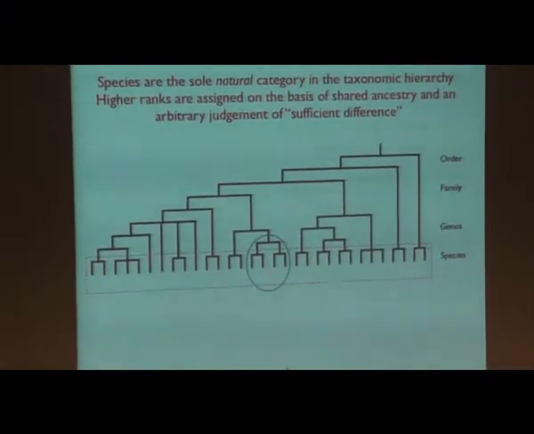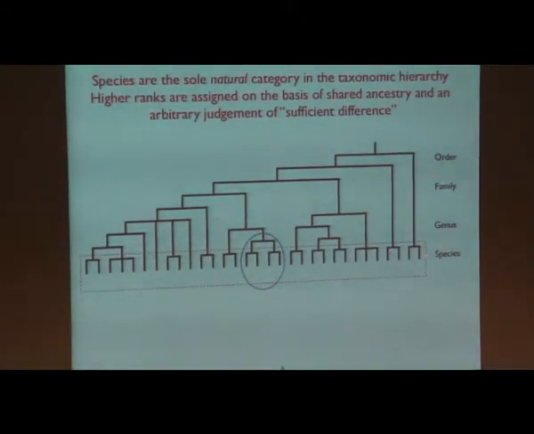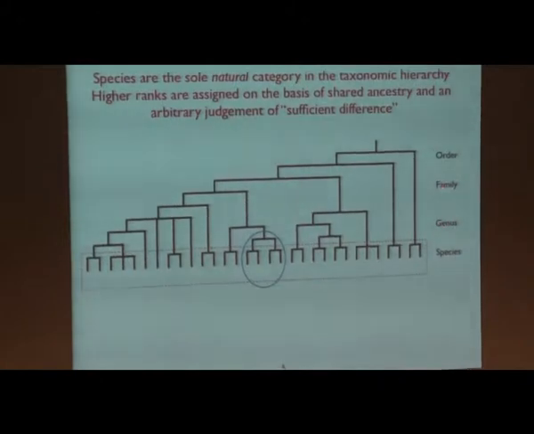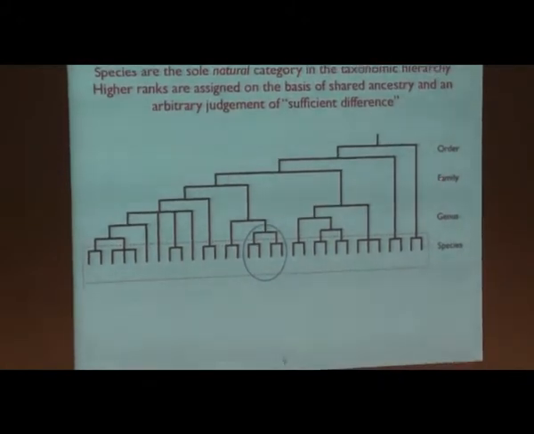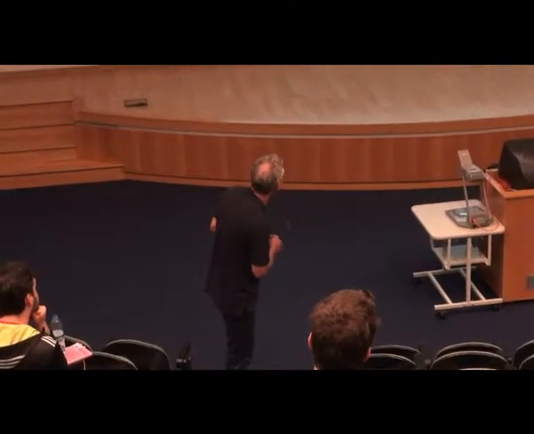Now, what do I mean by that? You're all familiar with this idea of a taxonomic hierarchy. You have species at the lowest level, and you have multiple species in one genus, and you have multiple genera in one family, and you have multiple families in an order. The key thing is species are real. Where you draw the lines for, say, a genus is essentially arbitrary. And let me show this.